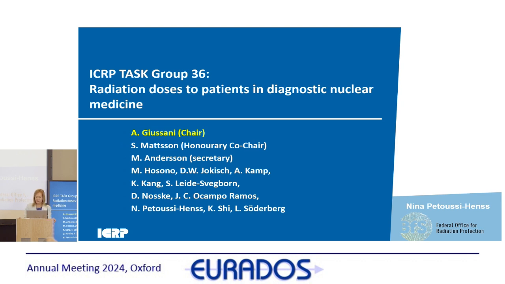So now I'm moving to my second task group, and the second topic, which is dose coefficients for patients in diagnostic nuclear medicine. This task group is chaired by Augusto Giussani, who is in working group 7, and a couple of other people like Dietmar Noßke, and I think they are members of EURADOS.